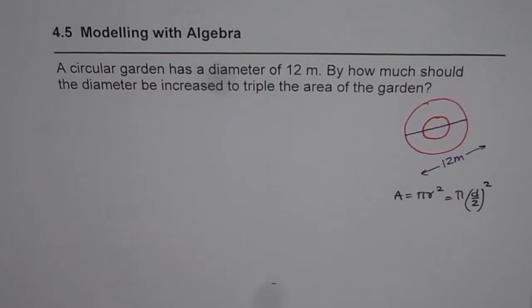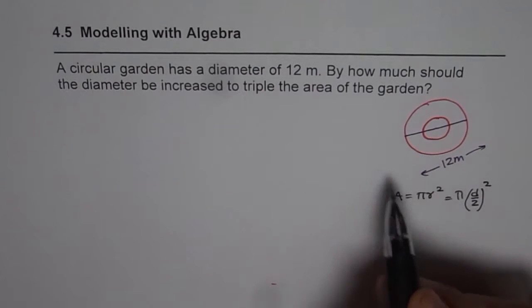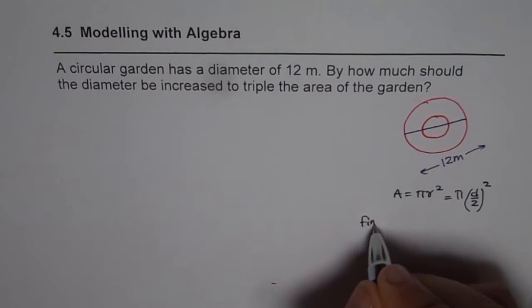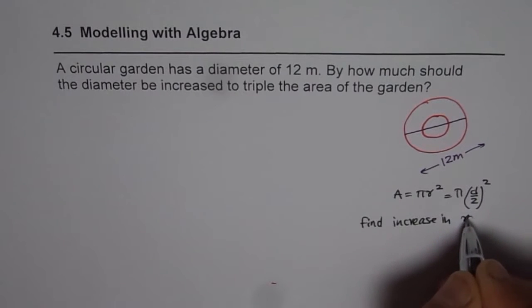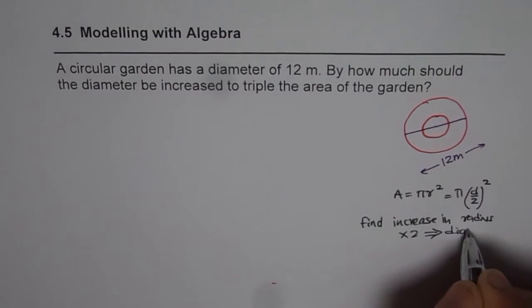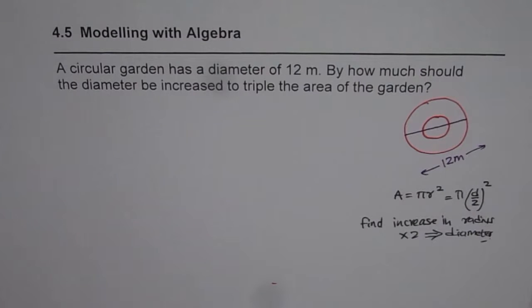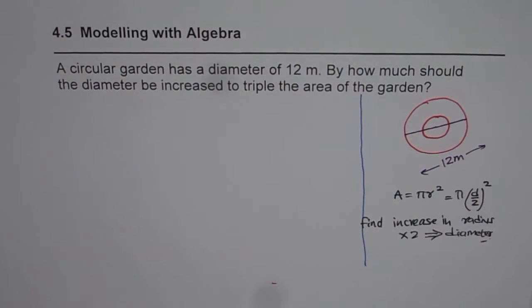Correct. So our strategy here is to find the increase in radius and then get to the diameter, right? So the strategy here is to find the increase in radius, okay, and then times 2 will give us the diameter. So that is the approach which I'm going to follow so that we can avoid this kind of fractions, right? So that is a strategy for us. As I said, this is my thinking area, so let's start by defining the variables.